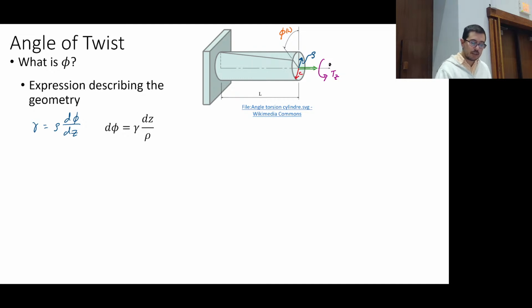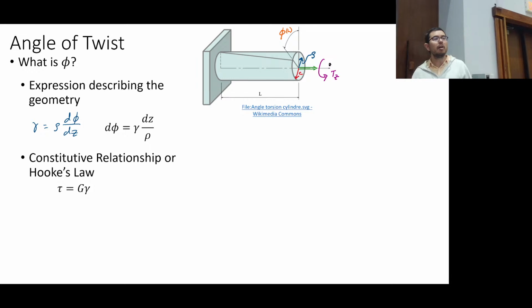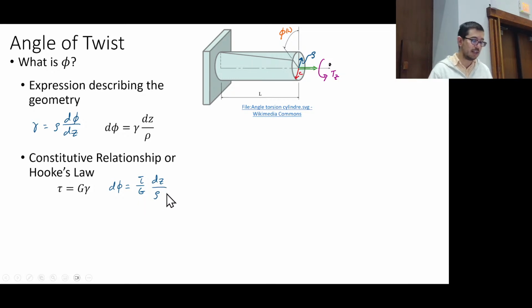We can rewrite d phi like this. This is just rearranging these parameters. And then we now bring in our Hooke's law again. So tau equals G gamma. And we can then substitute, gamma goes in here. So we get d phi equals tau over G dz over rho.